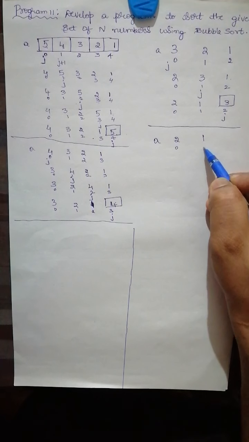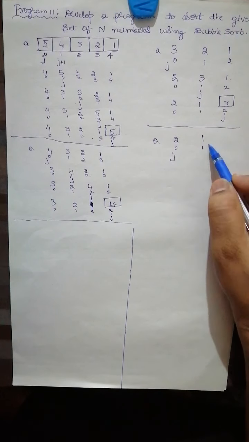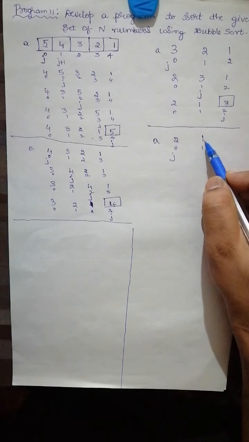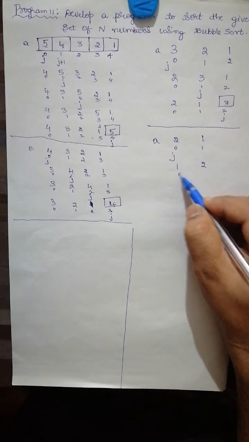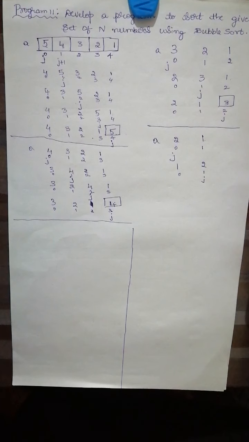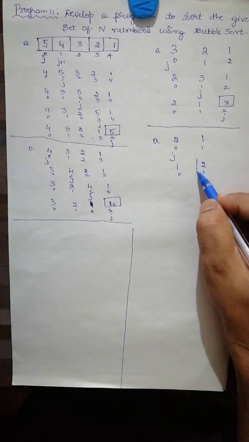Index value 0, 1. So j points to 0. So compare first element with second element. 2 greater than 1, yes, interchange. Then it becomes 1, 2. So j plus plus, j points to next element. So we don't have any other element to compare. Stop. So what did we achieve?